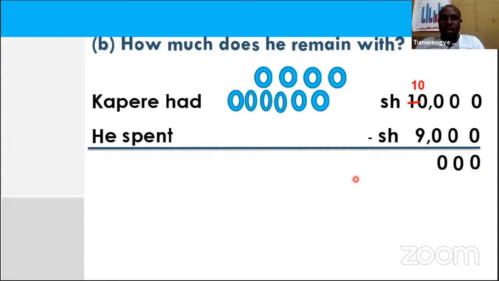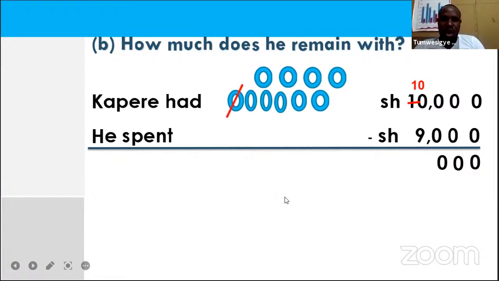So when we are taking away, this is what we do. We are supposed to take away. Let's take away, class. When we are taking away, we are going to cancel. That's how we shall take away.